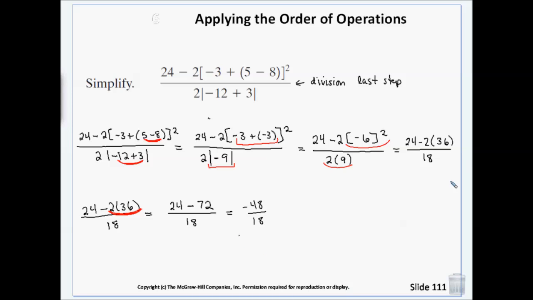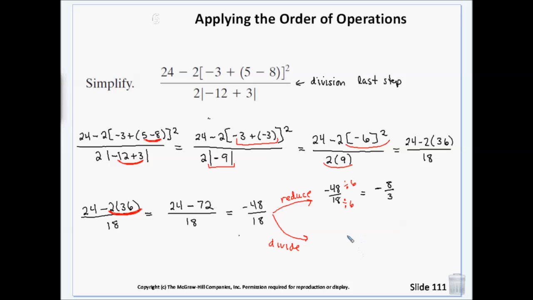So at this point I have two options. I can reduce or I can divide. If I reduce, I'm going to keep the fraction. I'm going to ask myself, what is the largest number that goes into both 18 and 48? 18 divides by 2 and 9 and 3 and 6. 48 divides by a bunch of numbers, 12 and 6. So I'm going to do 6. If I divide each of these by 6, I'm going to get negative 8/3.